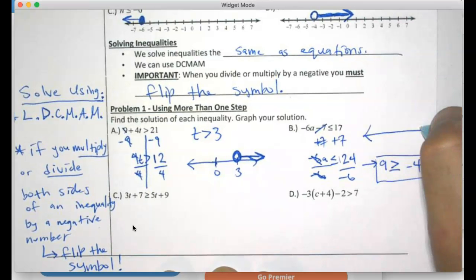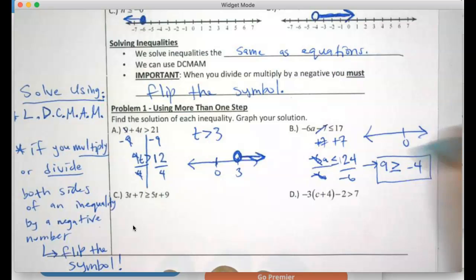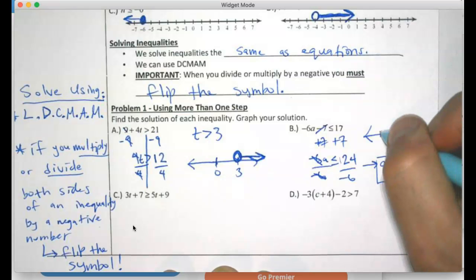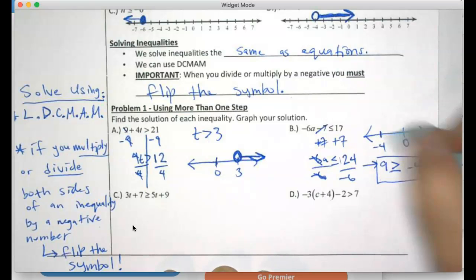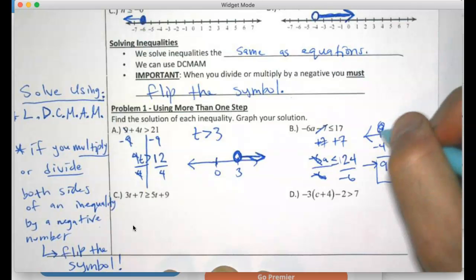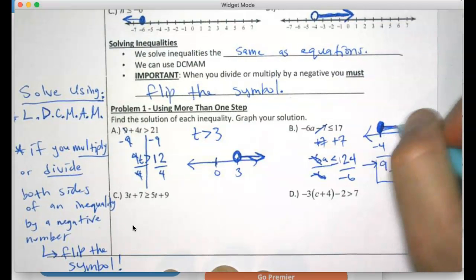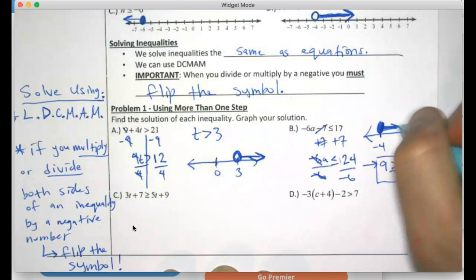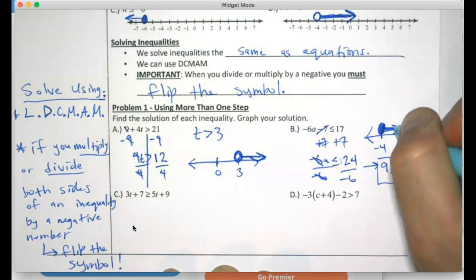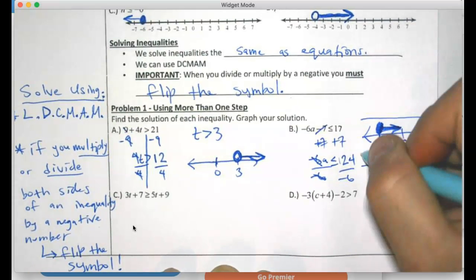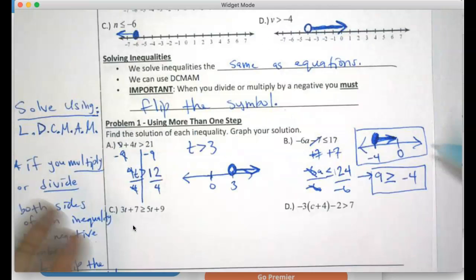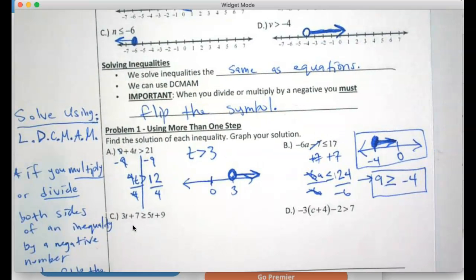Now a graph for it. Remember, I always like to mark 0. -4 would go on the left because it's negative, and it should be a shaded circle at -4. Greater than means shade to the right, so a shaded circle pointing right at -4. So again, you have your algebraic solution and your graph solution.